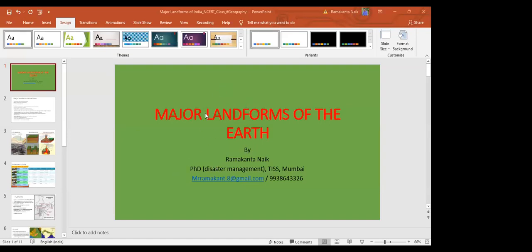Jai Bhim and good evening, everyone. My name is Ramakant. So today we are going to discuss the major landforms of the Earth, which is a chapter of the NCERT Class 6 Geography book. In the last class we learned about the major domains of the Earth, where we learned about the different spheres: lithosphere, hydrosphere, atmosphere, and biosphere. So here we'll be talking more about the lithosphere, the surface of the Earth, or the landforms of the Earth. Okay, so starting my presentation.